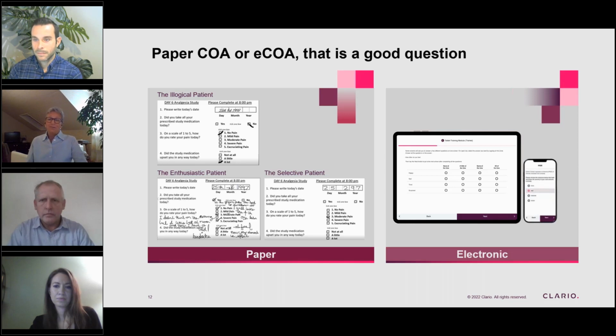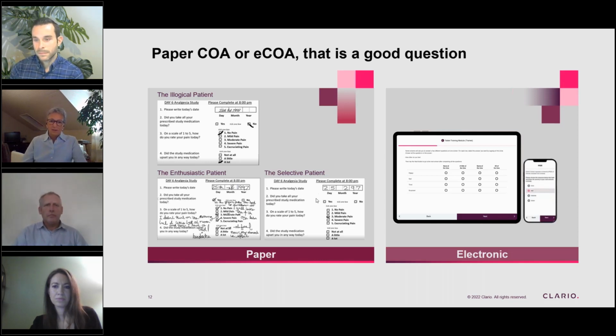The enthusiastic patient, you might get frustrated because the diary design is still not optimized for this indication. They still wouldn't be able to write in stuff in the margins, which is controversial, so should we allow free text or not? And today's technology can allow it. So that's just a really starting point for what is the difference between paper and electronic.